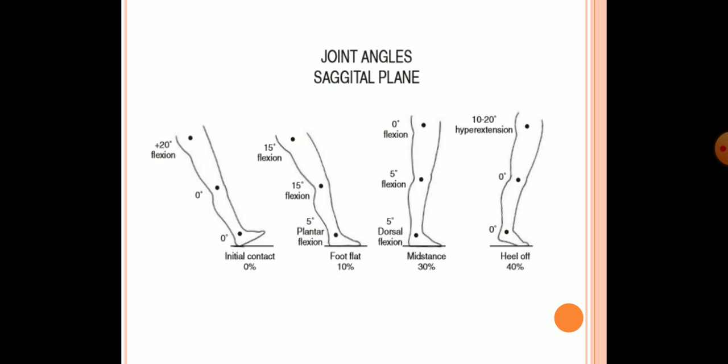And next is mid stance. So in mid stance, what happens? The hip will come to a neutral position, the knee joint can reduce the flexion to 5 degrees, and the ankle joint will go for dorsiflexion of about 5 degrees. So this happens during mid stance.